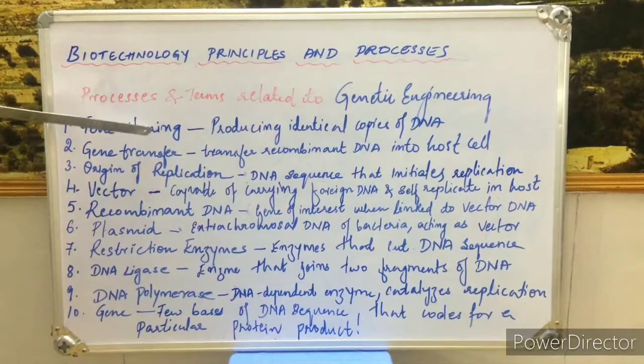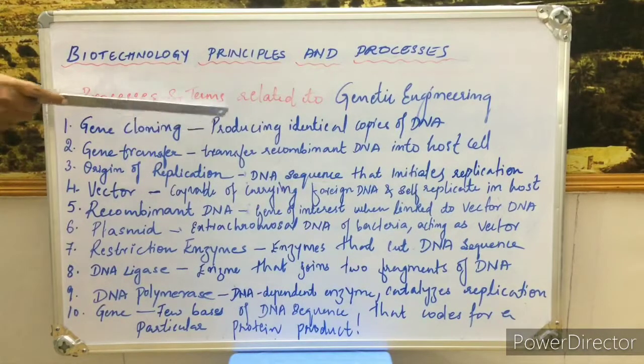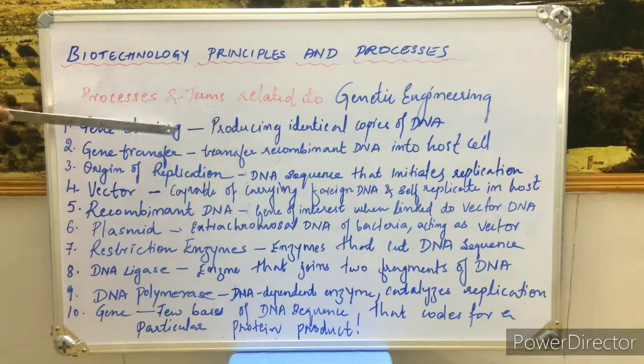Before you could do that, this particular gene has to be copied into a number of copies of DNA. Then you are going to introduce that into the E. coli cell, and then you are going to produce the required DNA, multiple copies of DNA. That particular process is known as gene cloning. Second, it is gene transfer.